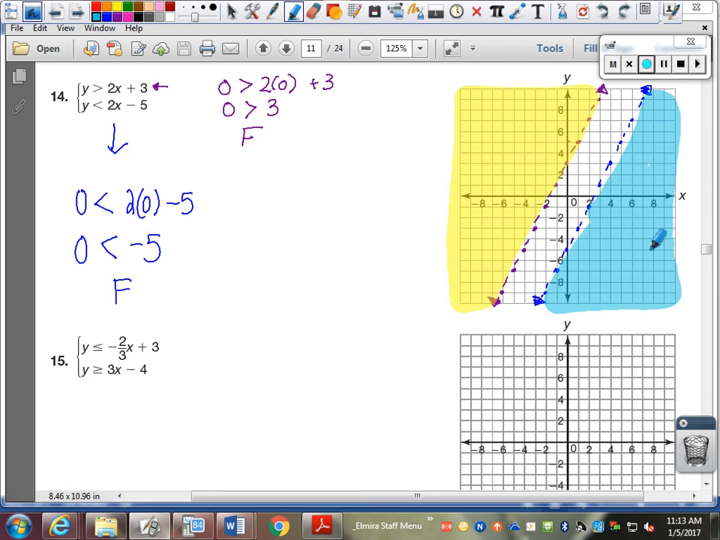So here's a special circumstance, guys, where my shading does not overlap. And I'll reiterate what I said in class yesterday, which is parallel in linear systems of equations means no solution. But parallel in inequalities sometimes, like right now, means no solutions. And I would write there are no solutions.